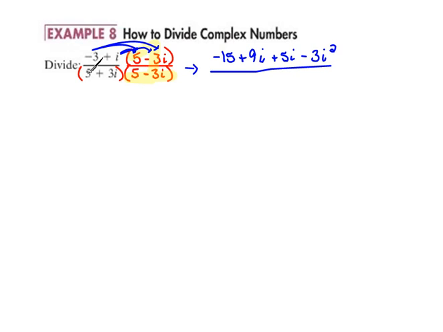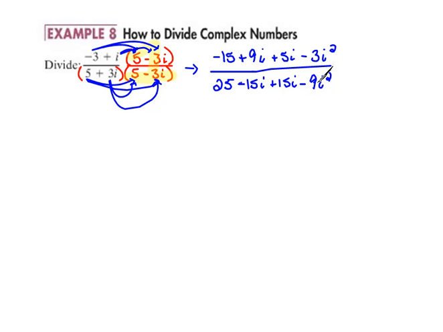Now here on the bottom we would have again to distribute, so we'd have to distribute our 5 first. 5 times 5 would be 25, and 5 times negative 3i would be minus 15i. Now we have to distribute our 3i here, so 3i times 5 would be plus 15i, and 3i times negative 3i would be negative 9i squared.